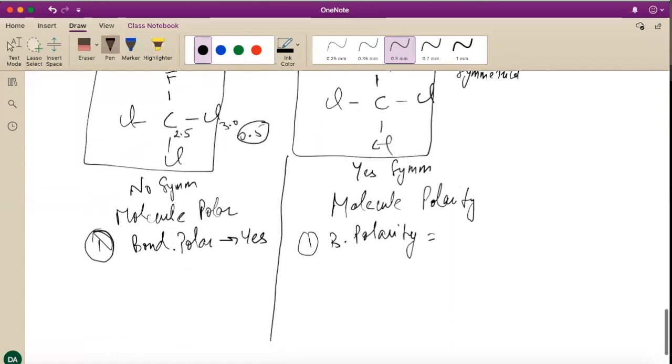If the bond is polar, what is the second thing you look at? Symmetry. For symmetry, does this molecule look symmetrical to you? Yes or no? No. So what is your final answer going to be? The bond is polar and symmetry does not exist to cancel it. So the molecule is what? It's polar.